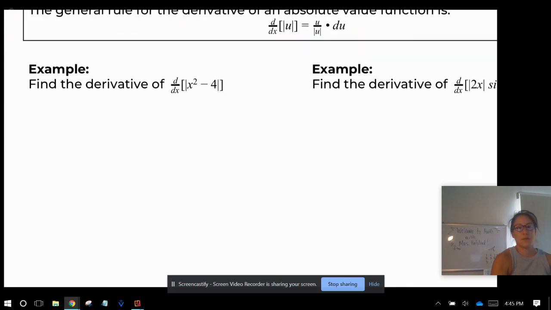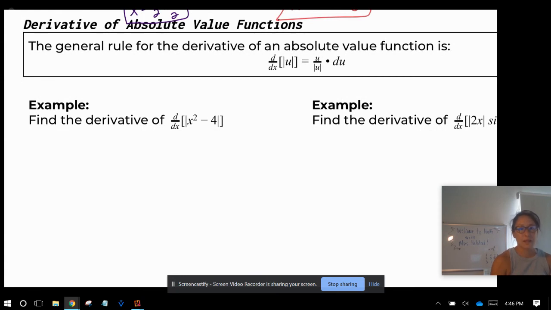The next type of derivative is absolute value derivatives. We can derive these, but the trick is that if you're taking the absolute value of a function, there is a little chain rule action going on underneath here. So what we're going to do is take the function itself, divide it by its absolute value function, then multiply by the derivative of that function. Okay, so here's an example. We're going to make the inside part, x squared minus 4, equal u.